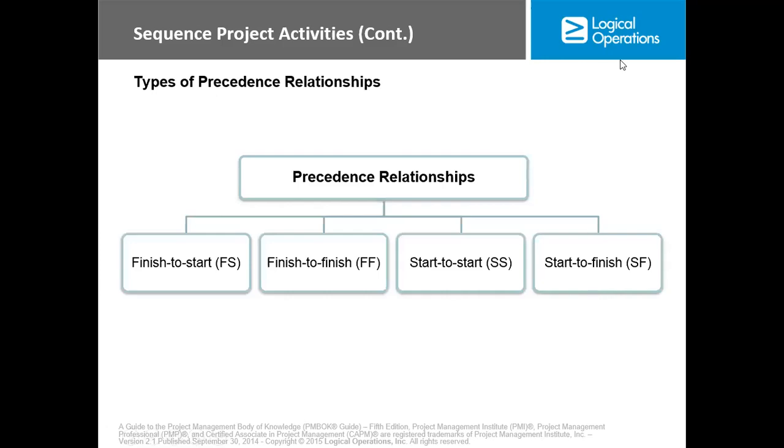Now, the precedence relationship. When I say precedence relationship, I mean the nature of the relationship between one activity and the other. We have 4 types: finish to start, finish to finish, start to start, and start to finish. Okay.